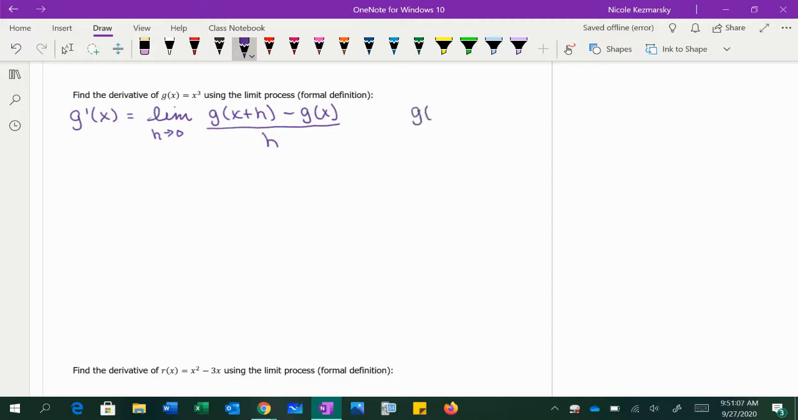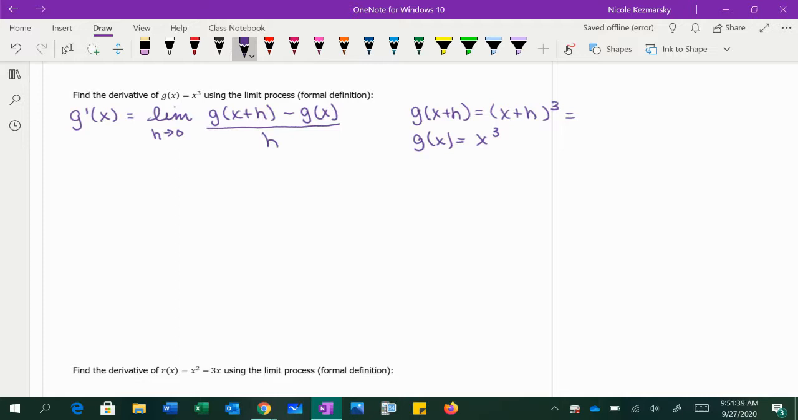We're going to identify our g of x plus h and our g of x. G of x is going to be the easiest because it's just the function that was given to us, x cubed. G of x plus h, I'm going to take the x out. So it was x cubed. I'd remove that x and put parentheses in. And in place of the parentheses, I'm going to put x plus h.